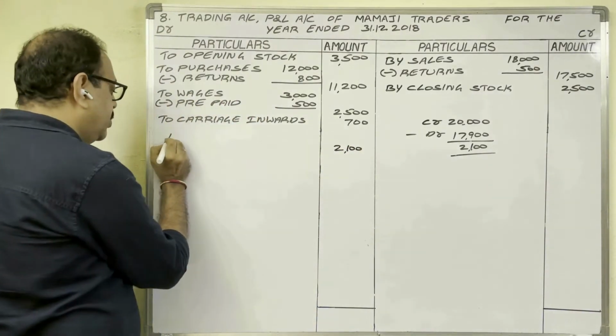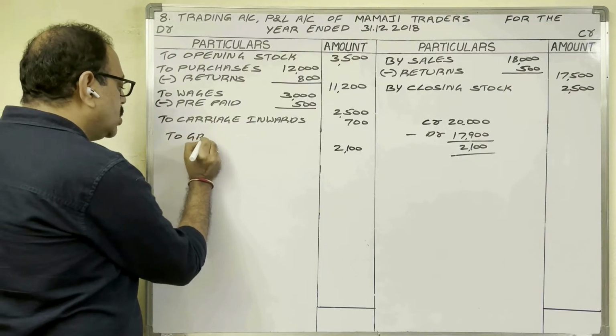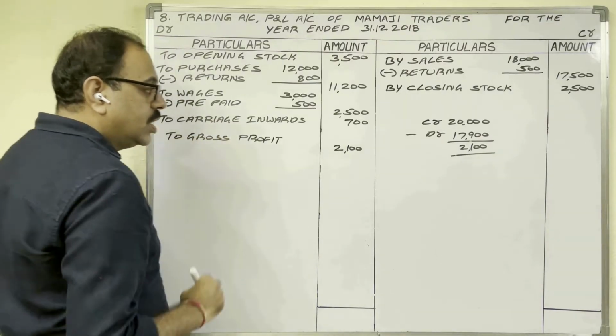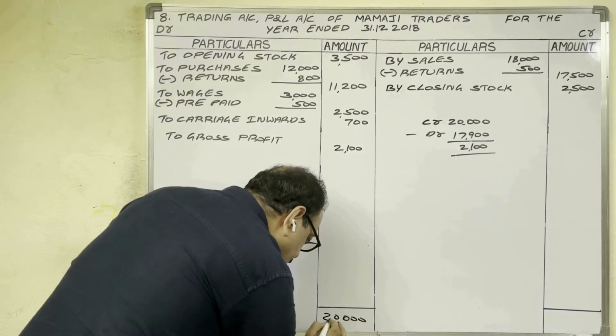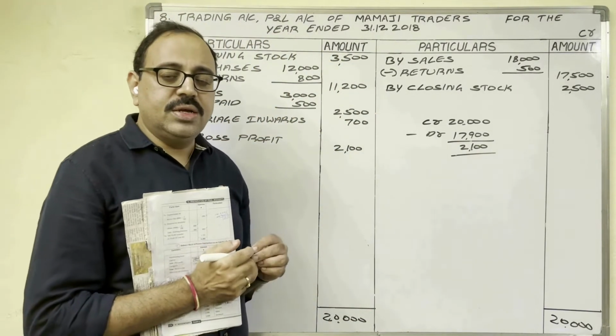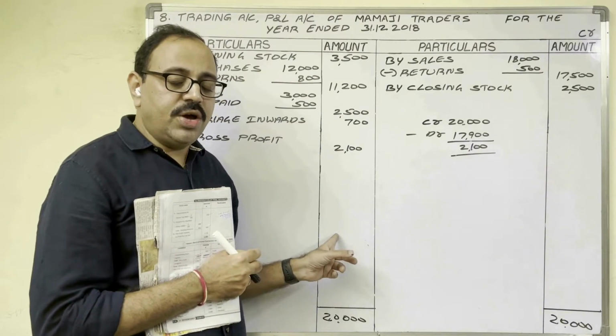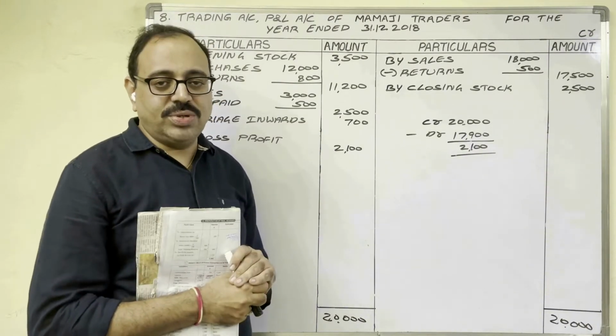2,100 rupees. Further write down to gross profit. Put the totals. Highest total 20,000 rupees. Trading account is completed. In the same table, now we have to continue with profit and loss account.